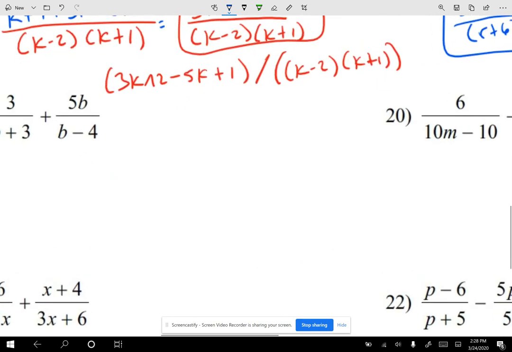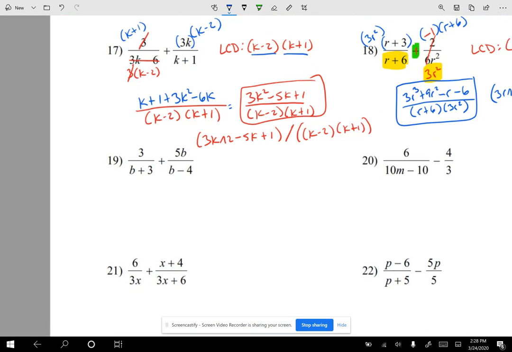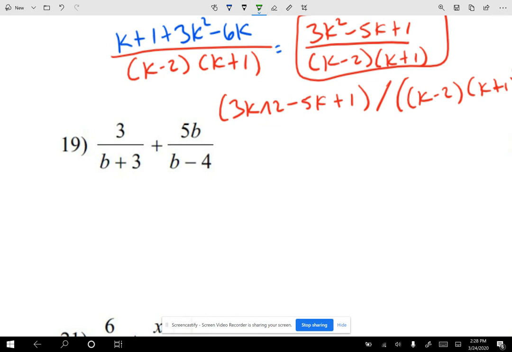Let's take a look at number 19. I'm reviewing right now from 17 through 22. I'm reviewing addition and subtraction. So looking at number 19, looking at the denominators, I asked myself, can I factor anything? And then hopefully I can cancel things with the top. None of them I can. So my least common denominator for number 19, I will have the factors b plus 3 and b minus 4.